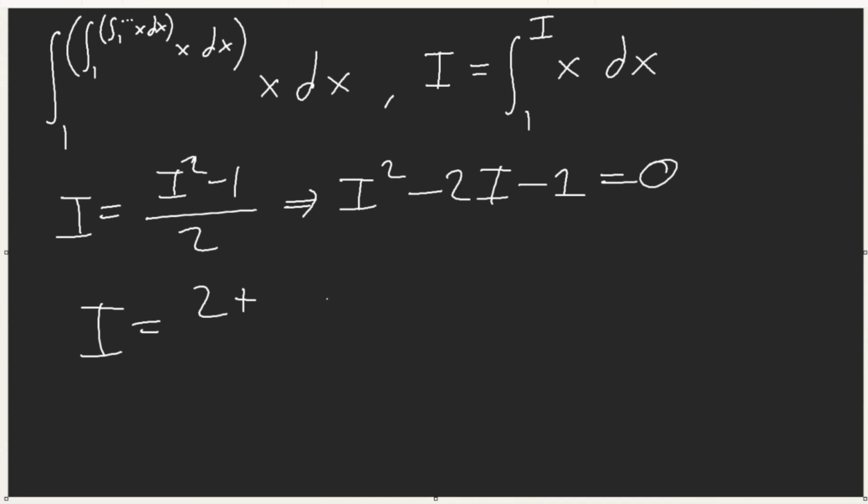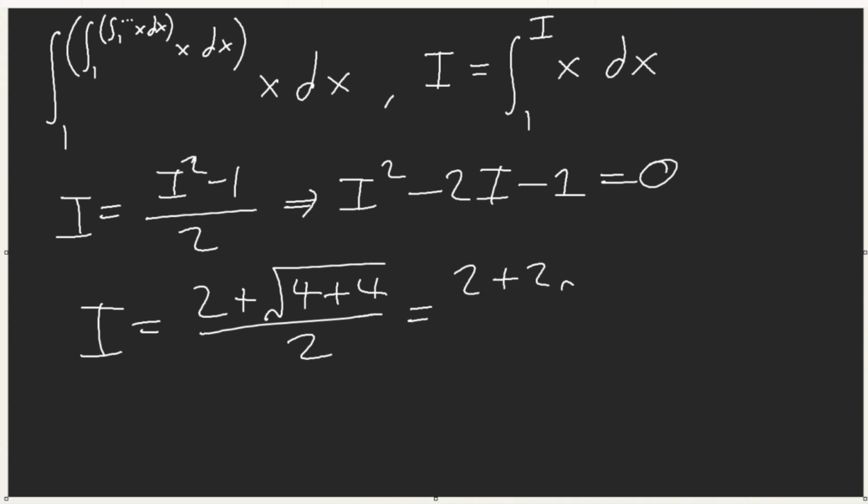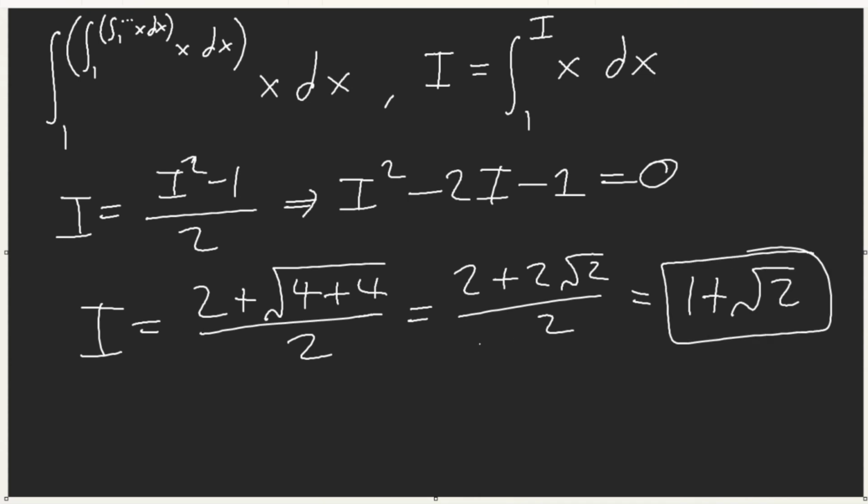It wouldn't make sense to have a negative, since this is 1 to somewhere, so this is going to be positive bounded. So we have b squared minus 4ac all over 2. Let's see, this is going to be 2 plus 2 root 2 over 2. This is equal to 1 plus root 2. Our I is literally equal to this integral here. So our answer is 1 plus square root of 2. Okay, it's a very cool, interesting case.